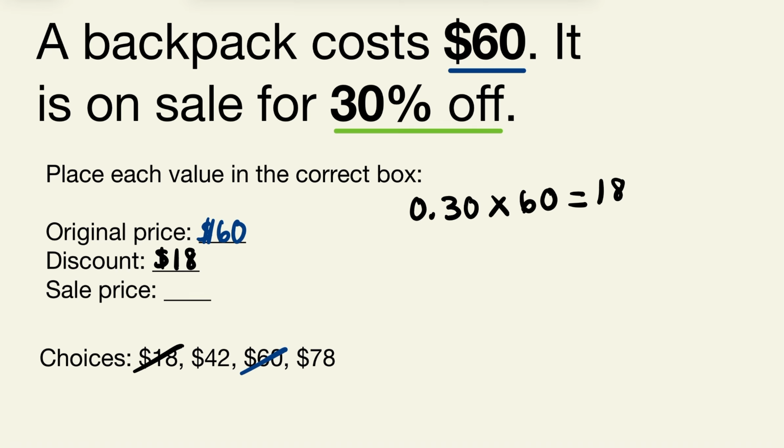So you'll just say 60 minus 18 equals 42, meaning that the sale price is $42. So we'll go ahead and cross that out. And we have $42. So that's all that we have here.